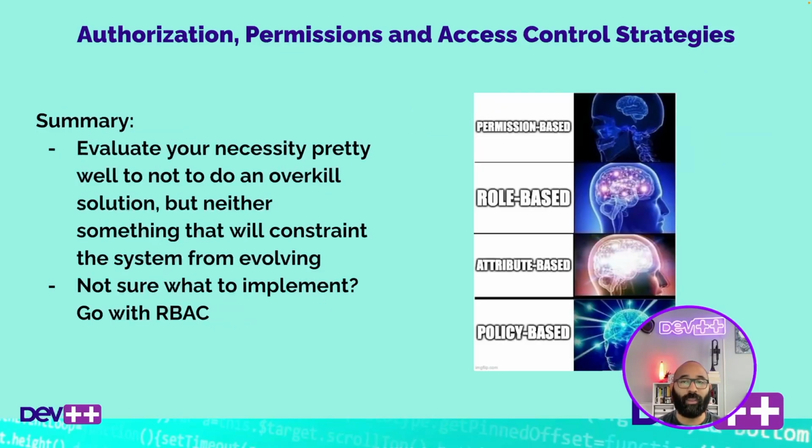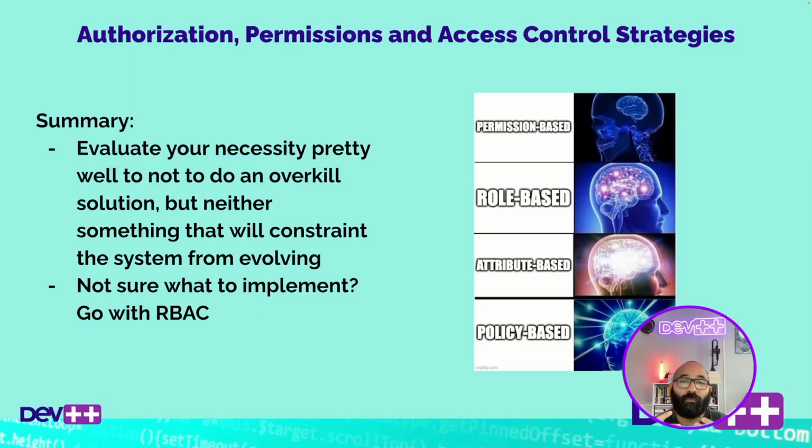So I'm gonna leave you with a little bit of a summary and my thoughts, right? Whenever you're trying to implement an access control strategy, you have to really think about the needs of the system, right? If you're doing something really small, that's gonna do one or two things, maybe not even permissions are necessary, or maybe just a simple permission-based access control, right? Minimum configuration, minimum work, and it just gets the job done, right?